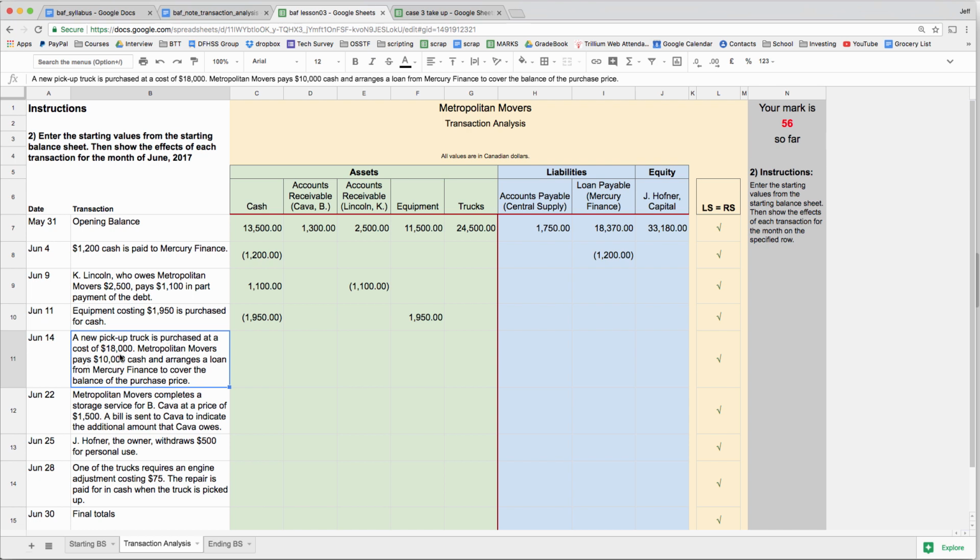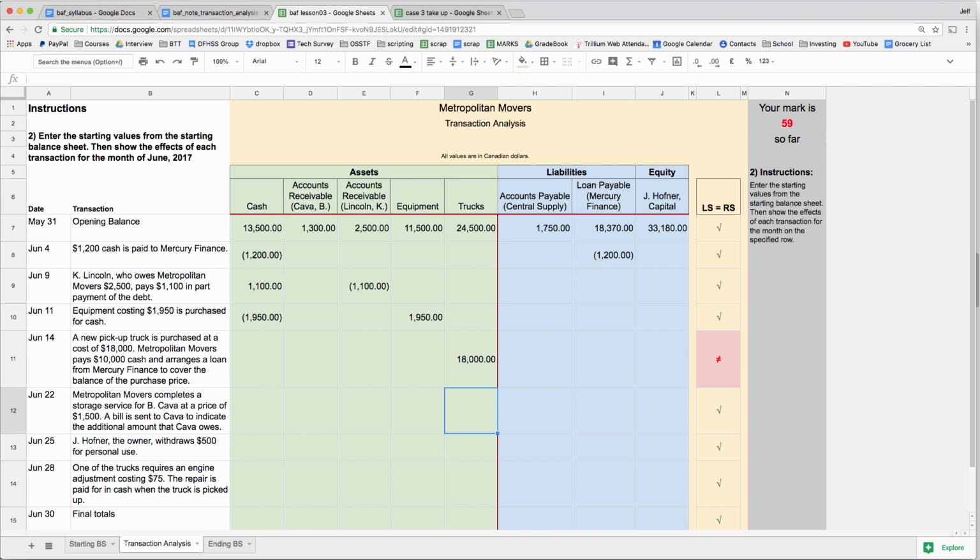Its cost, so remember the cost and objectivity GAAP. Cost is $18,000. So what do I have more of? What do I have less of? Well, I have more trucks now. What were they worth? $18,000. Okay. What did I buy it with? What do I have more of? What do I have less of? It's clear this is a financial transaction.